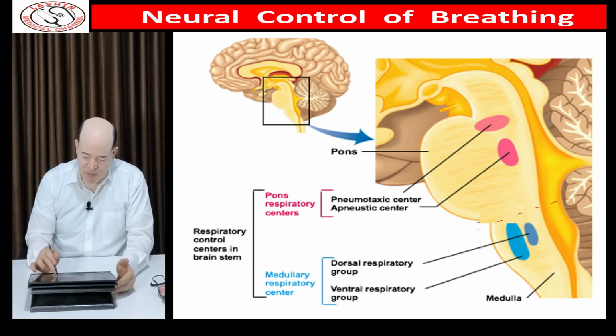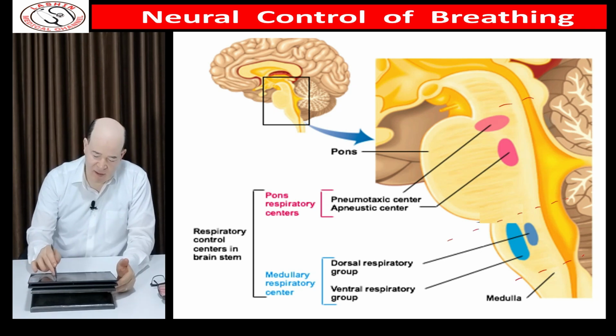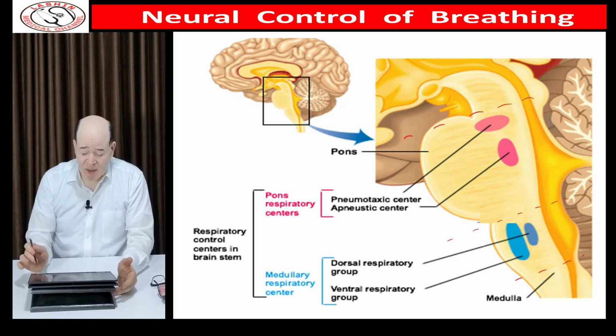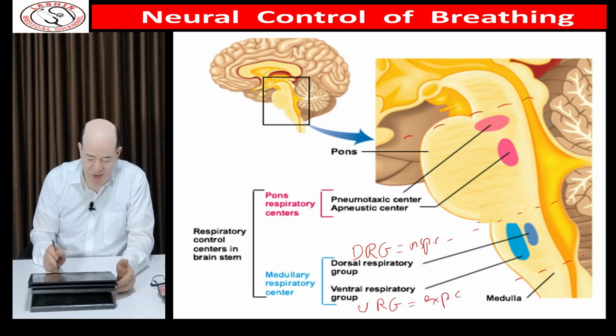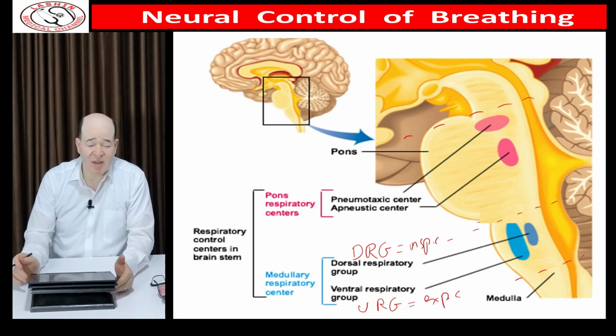This is the medulla oblongata. This is the pons. We have 2 medullary centers. Dorsally, we have the dorsal respiratory group, or we call it the inspiratory center. We have also the ventral respiratory group. We call it also the expiratory center. Together, they form the medullary part of the respiratory center.